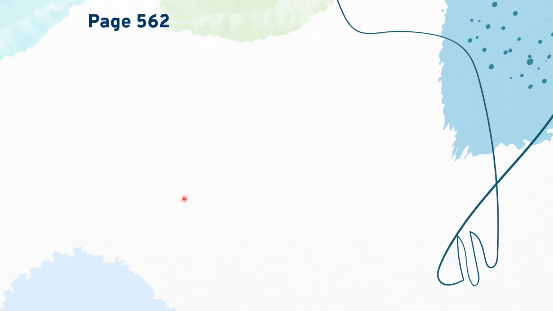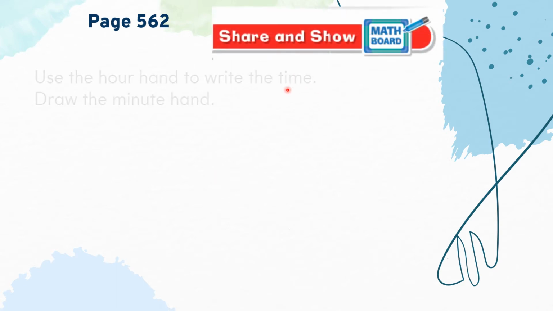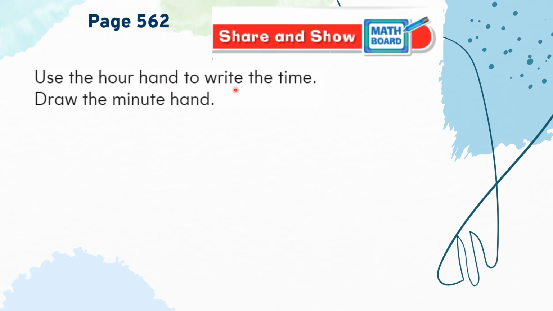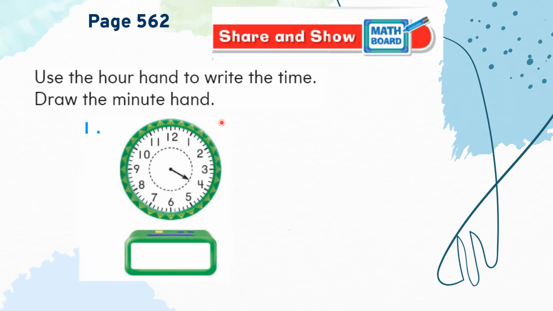Now let's look at page 562. Share and show questions. Use the hour hand to write the time. Draw the minute hand. Now here we have to draw the minute hand. And first of all we are going to look at the hour hand and then we are going to write the time. So let's look at the hour hand first.